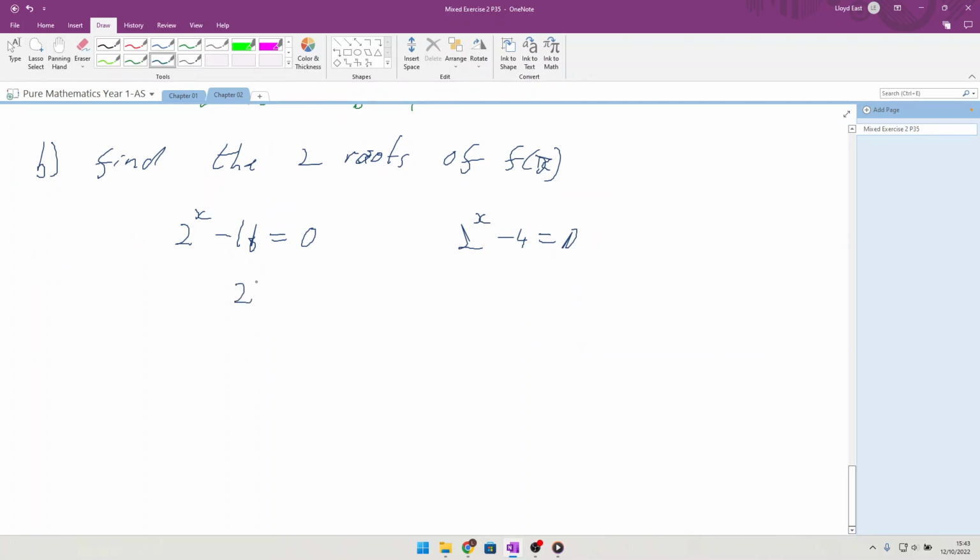So 2 to the power x is equal to 16, which means x, 2 times 2 is 4, times 2 again is 8, times 2 again is 16. x is equal to 4. And on the right hand side, 2 to the power x is equal to 4, meaning it would be 2 squared, meaning x is equal to 2.